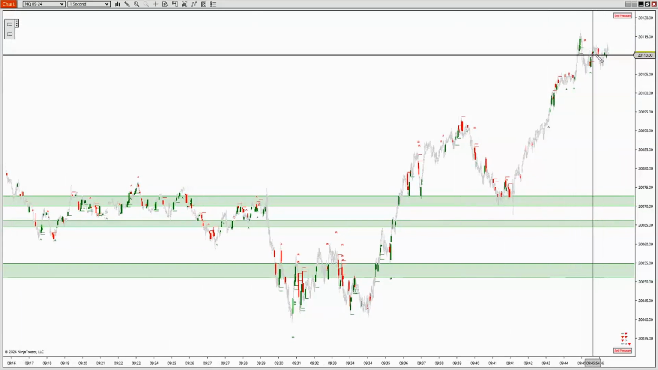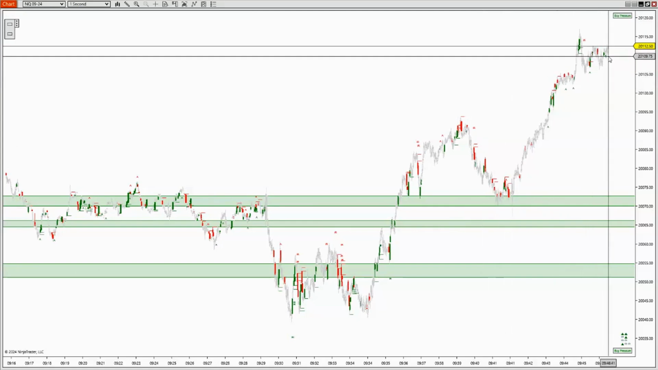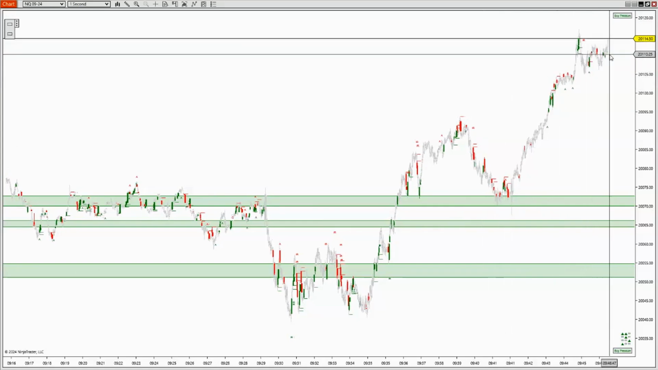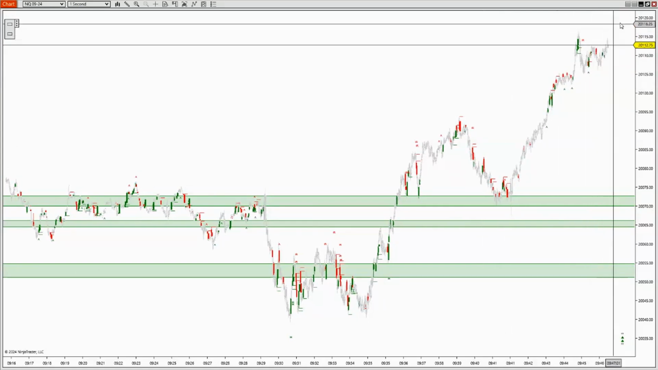Yeah, okay, they just blew it. All right, so they're back on the bottom side of this. They're on the bottom side of this right here. So they should be able to get through the high.